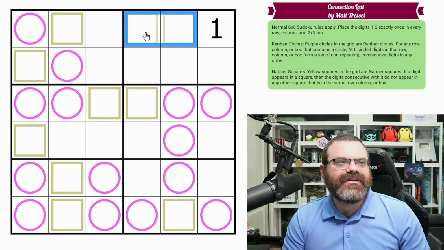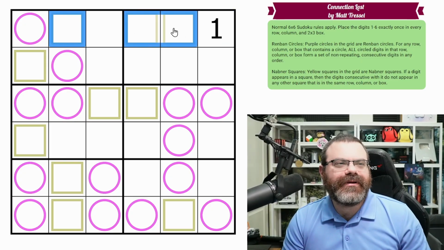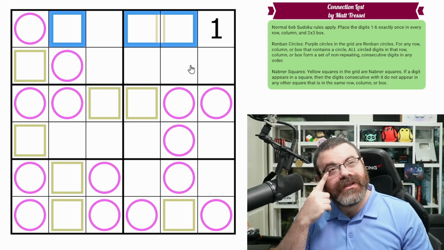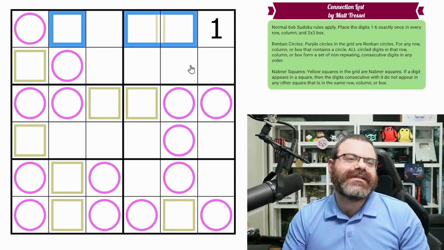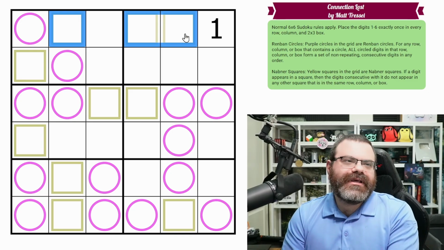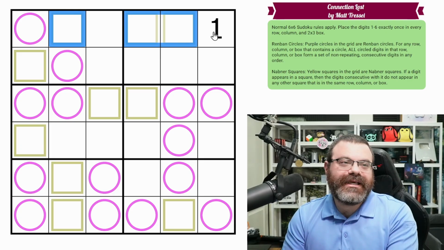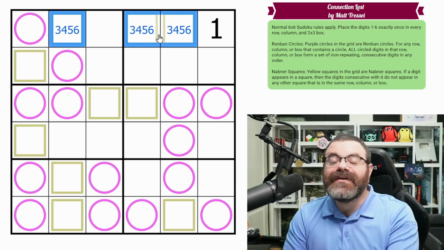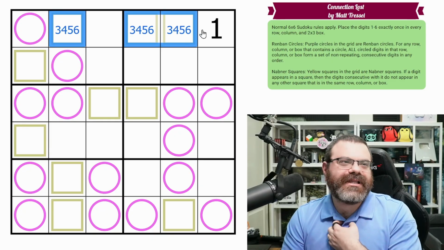But it is a 1 that's looking at a 3-cell Nabner. So I do believe that forces it to be 2, 4, 6. What's a good way to think about it? Well, the first thing is it does need a 2. Because if it didn't have a 2, then what's left to place in our Nabner? It would be 3, 4, 5, 6 that's left.